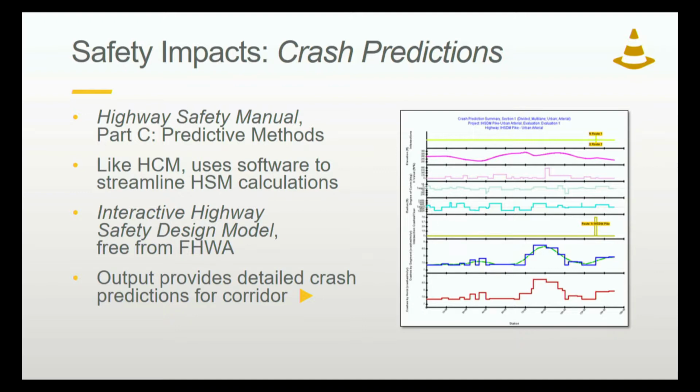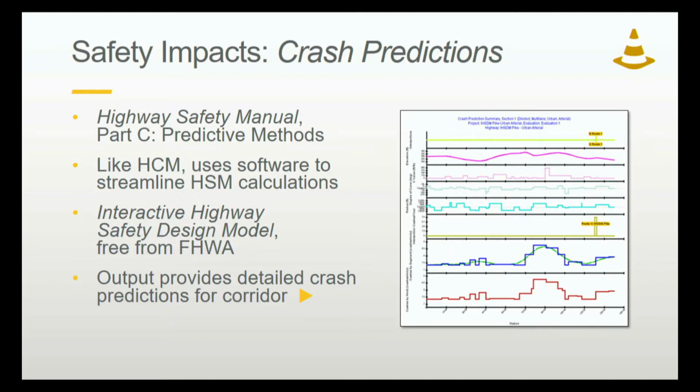For those of you who haven't, it's got equations that are very similar to the highway capacity manual equations, in that we take a certain baseline rate and adjust it based on the factors that exist along the road. But that, like the highway capacity manual, is very complicated to do by hand. And so fortunately, there is software that exists to streamline that calculation. That's called the Interactive Highway Safety Design Model, IHSDM. It's for free. FHWA puts it out. You can go download it right now if you decide you don't want to pay attention to me anymore.